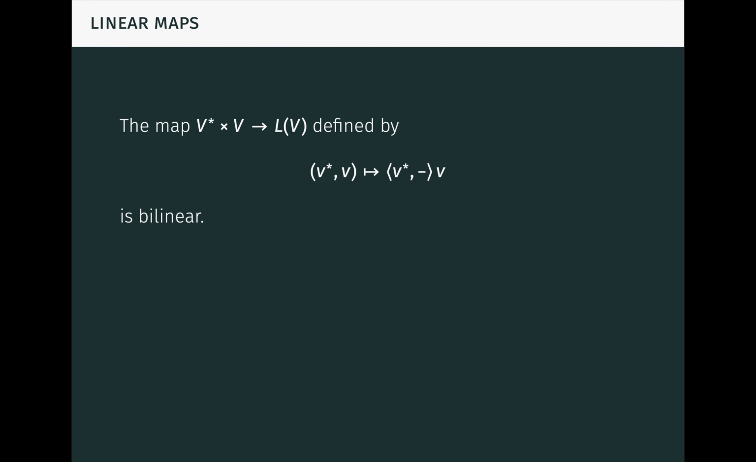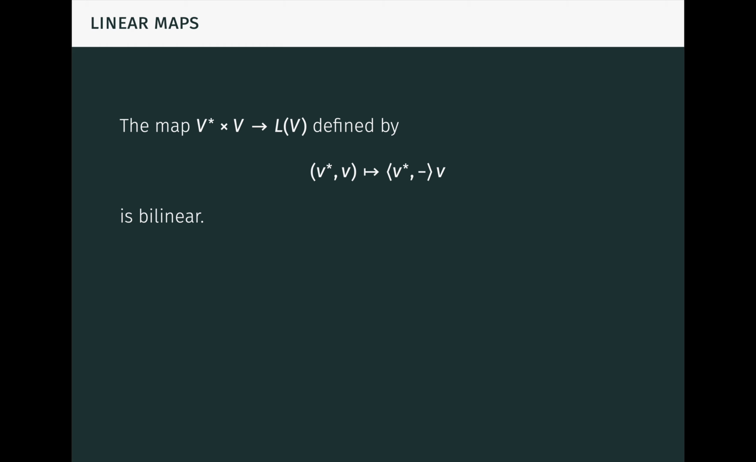Then the map from the Cartesian product set V* times V to L(V), defined like this, is bilinear. Let's take a moment to digest this. First, the vector v* here is an arbitrary element of the space V*, and the vector v an arbitrary element of the space V. The vector v* is not the result of applying a star operation to the vector v.